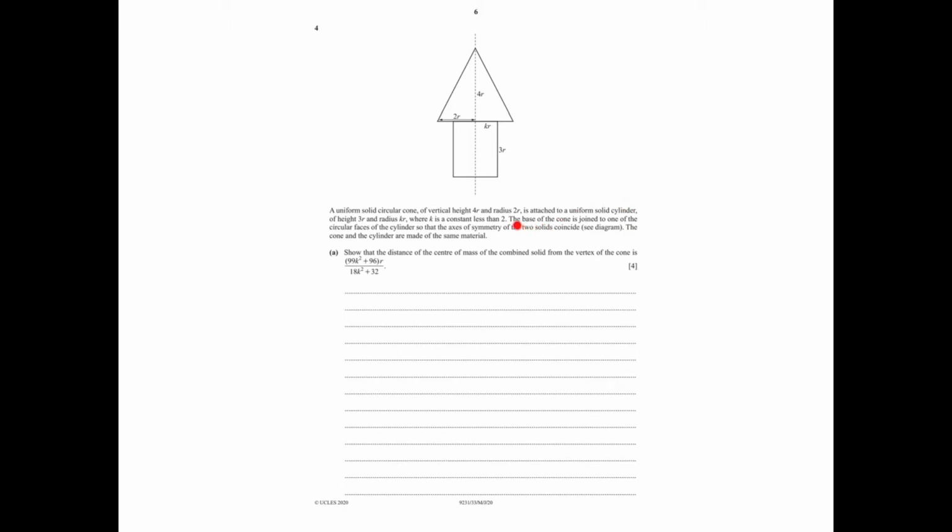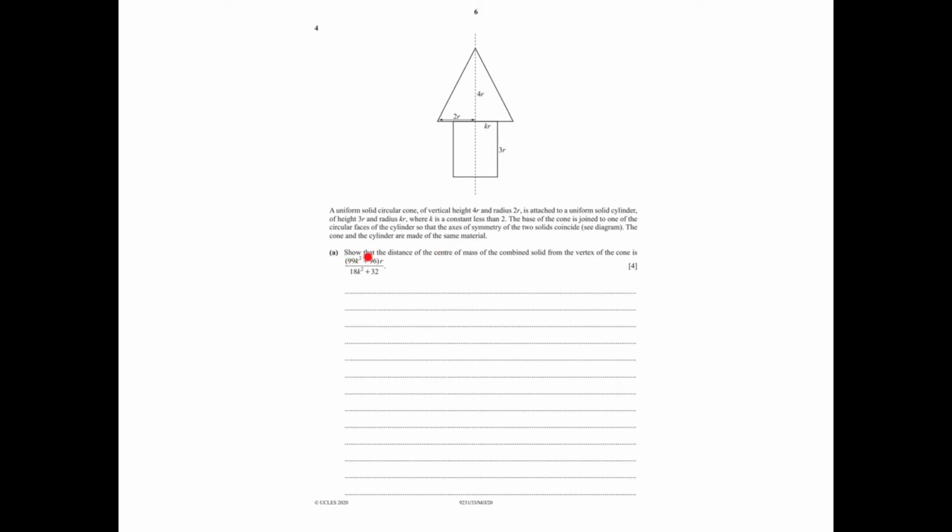So now the base of the cone is joined to one of the circular faces of the cylinder so that the axis of symmetry of the two solids coincide. So you can see here, this is where the two solids coincide. The cone and the cylinder are made of the same material. So when you see same material, that means they have the same density.